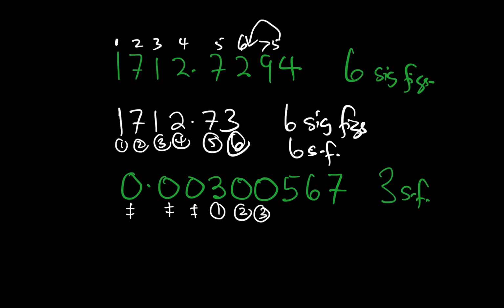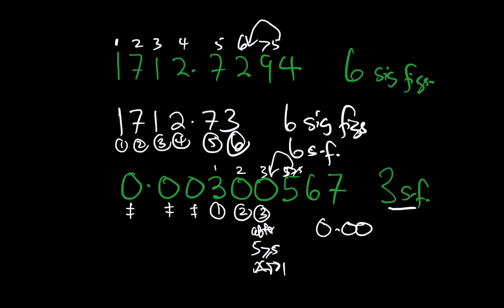Now, the number after this third is 5, and it's greater than or equal to 5. So we add 1 to the 0. So we're saying that this is 1, this is 2, and this is 3, 3 sig figs. The number after here is 5, greater than or equal to 5, so we add 1 here. And when we do that, the answer becomes 0.00301, and we can see this is our first, this is our second, and this is our third.